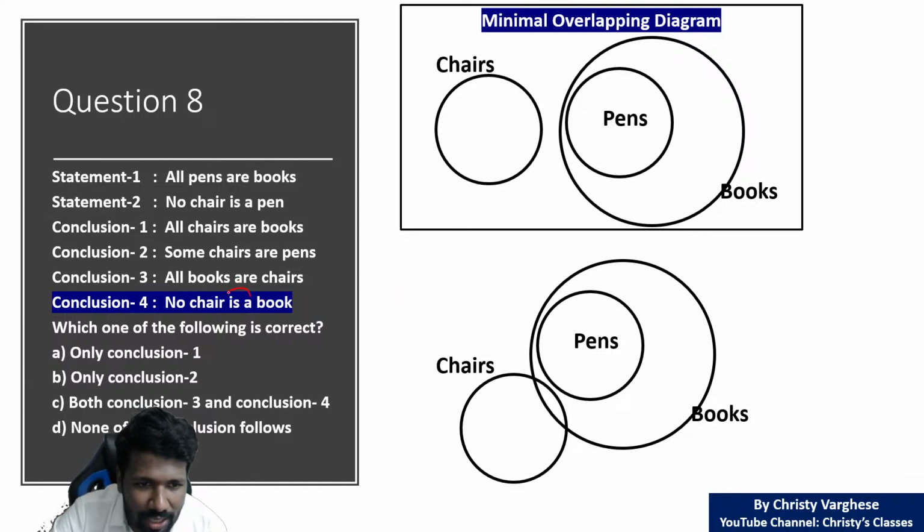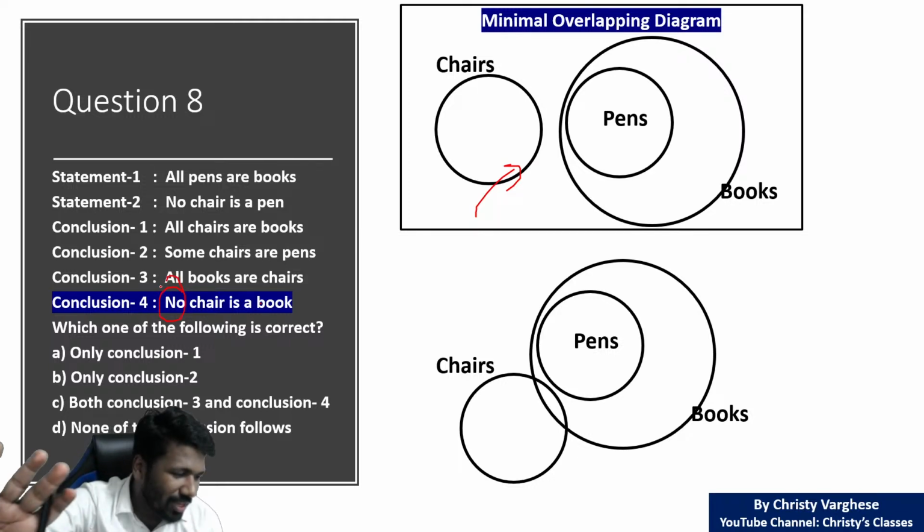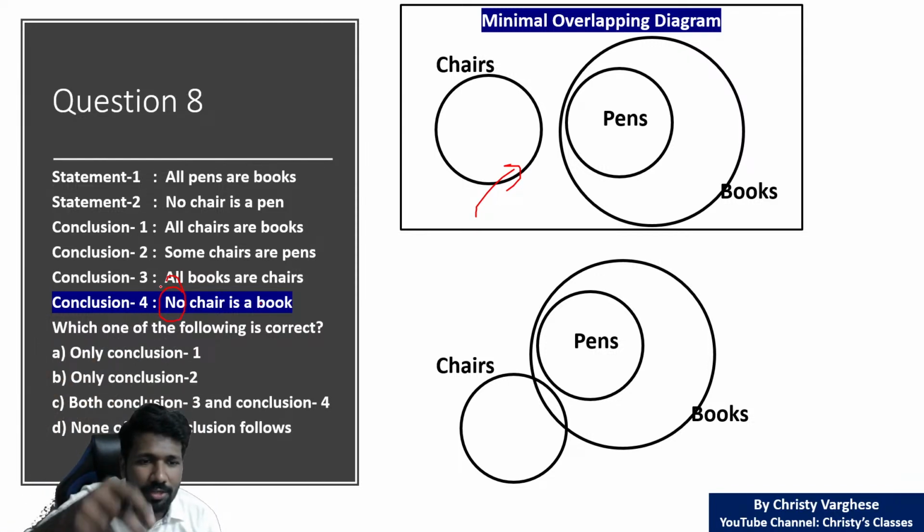But is an extreme word, or the copula is an extreme copula. That is why conclusion 4 is not correct. For conclusion 4 to be correct, in all diagrams no chair is a book should be true. In this diagram at least it is not true. So in no case you cannot use minimal overlapping diagram only. In minimal overlapping diagram if no is wrong, if no is wrong also that is not enough. Because no means none of the cases, in all cases together, in even one case it should not be true. That is the meaning. But it is true in this case.